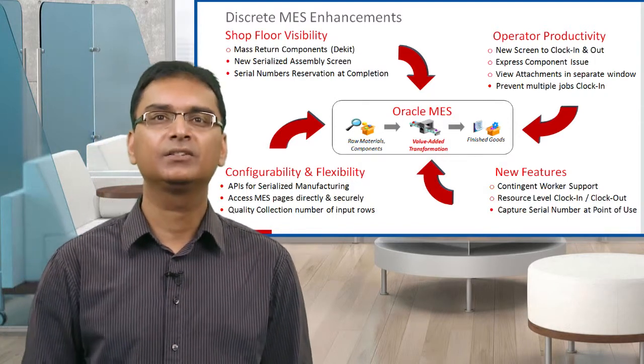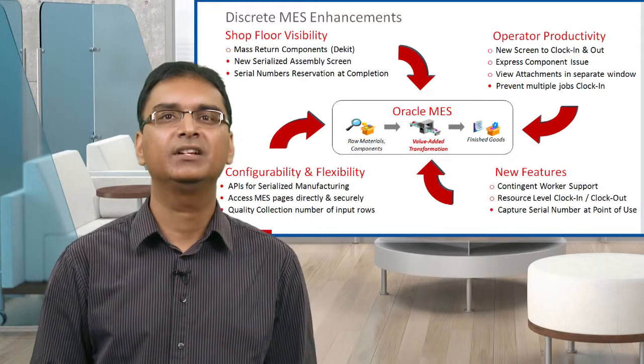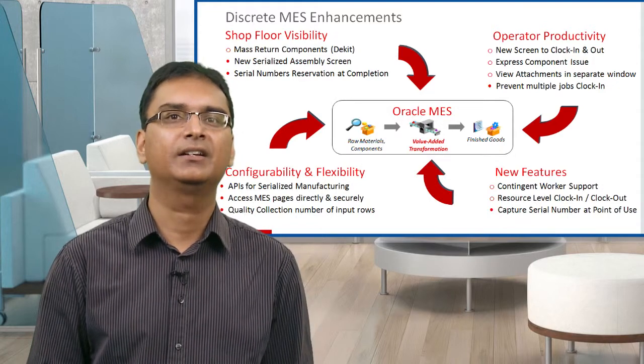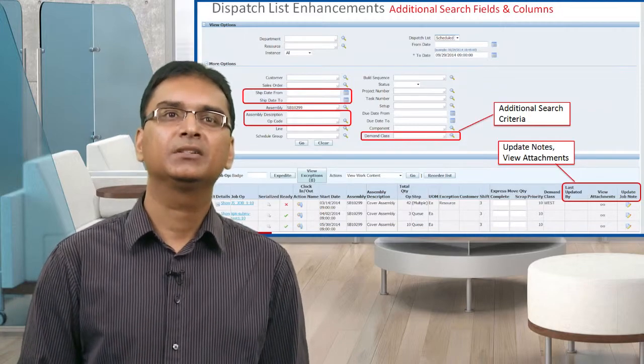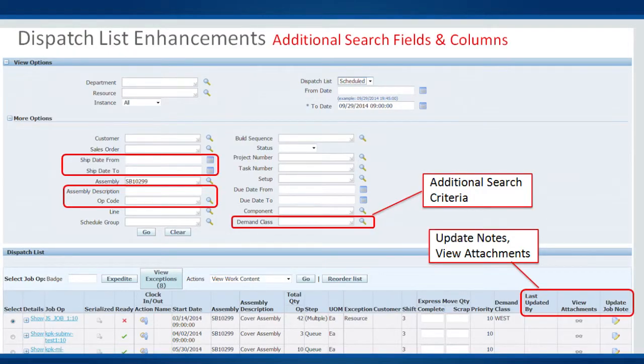So with that, let's go into some of the screenshots on the other circled items here. In terms of the enhancements we have done on the dispatch list, we now have some more criteria through which the dispatch list can be configured. And also, we now have the ability to view attachments right from the dispatch list, and it opens up into a separate browser window or a separate tab.